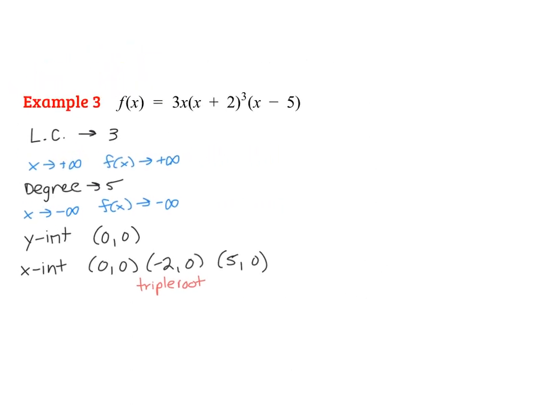So again, now I have everything I need to sketch a graph. So I'm going to make my xy axis. Okay, so let's say I'll just do this, 1, 2, 3, 4, 5. Okay, so I can only cross at 0, -2, and 5. For my end behavior, to the right, I'm going up. To the left, I'm going down. And then remember, we have a triple root at -2, which means my graph kind of slows down, it flattens out, but it does keep going.